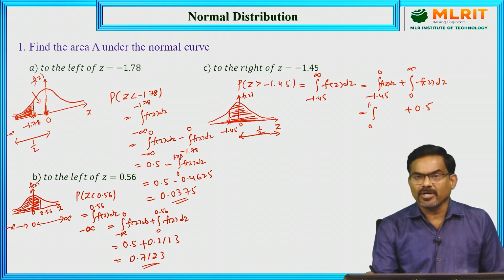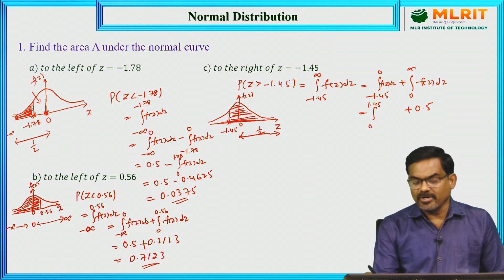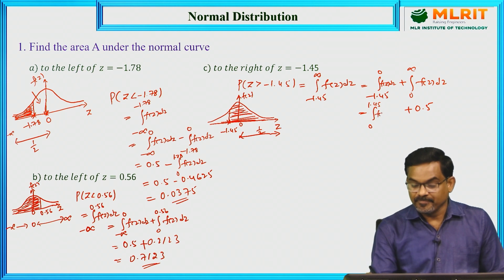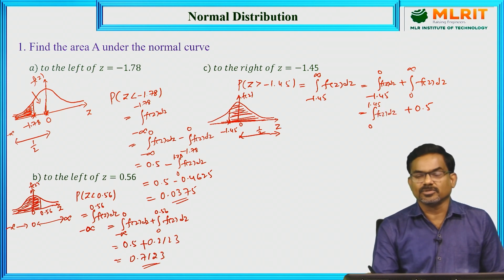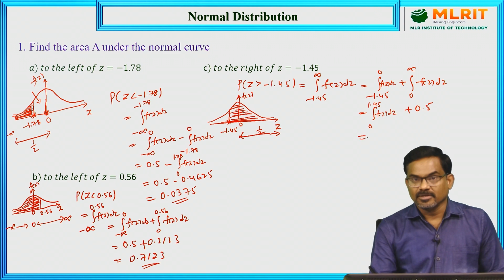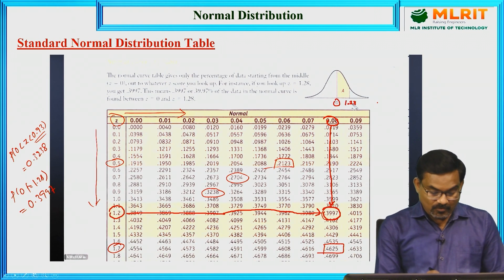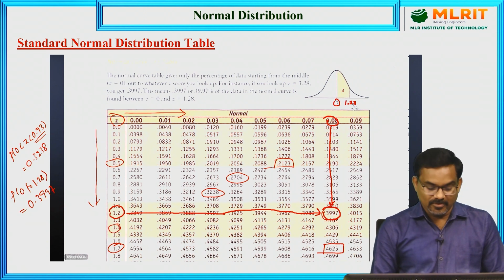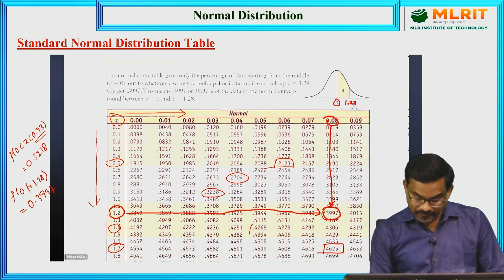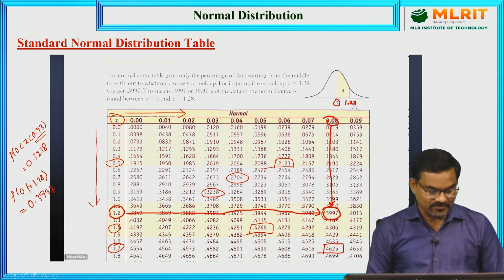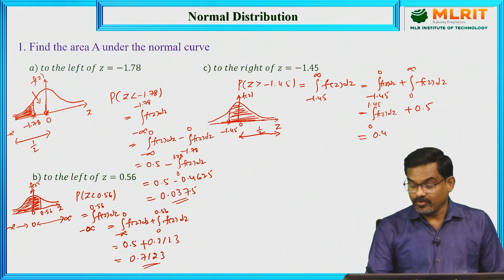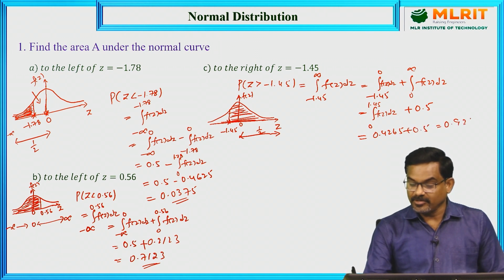The negative portion is equal to the corresponding positive portion. The area from minus 1.45 to 0 is equal to the area from 0 to 1.45, and now we can calculate this area using the standard normal table. Using the standard normal table, 0 to 1.45: 1.4, this is the value, 5 corresponding to fifth. So 0.4265. 0.4265 plus 0.5, so the answer is 0.9265.